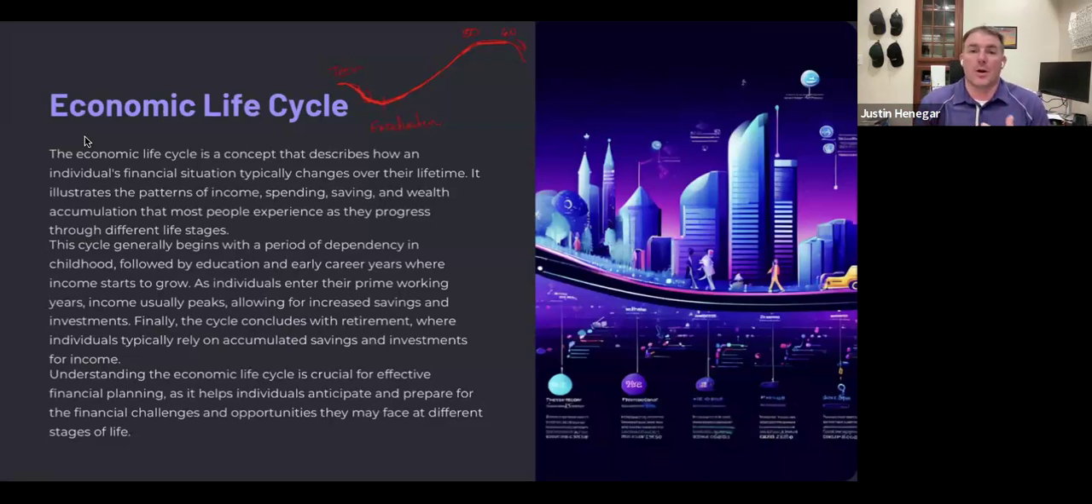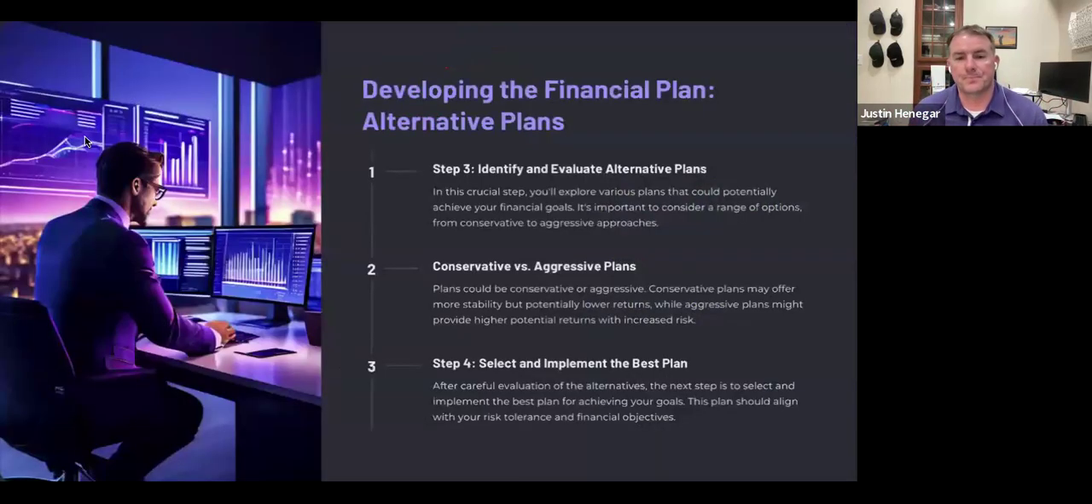College students traditionally are low income because many of them are not working. They're going to school, and they don't typically have a lot of assets, but they have a lot of free time and a ton of human capital. Okay, so these are just things we need to consider as you're thinking about where you are in the economic life cycle.